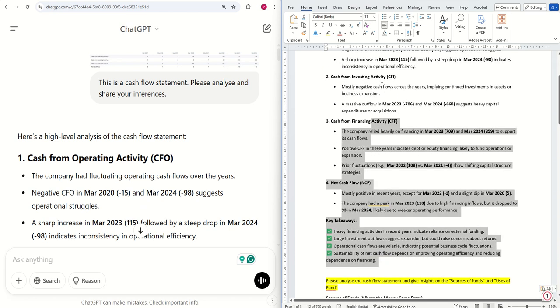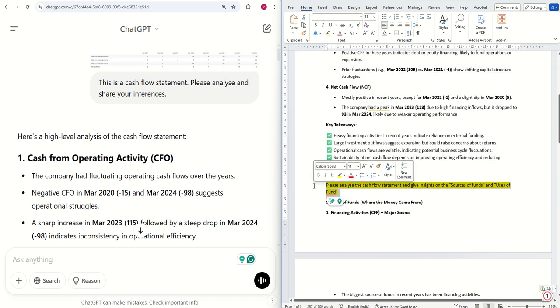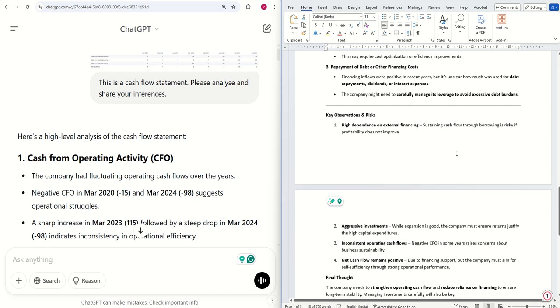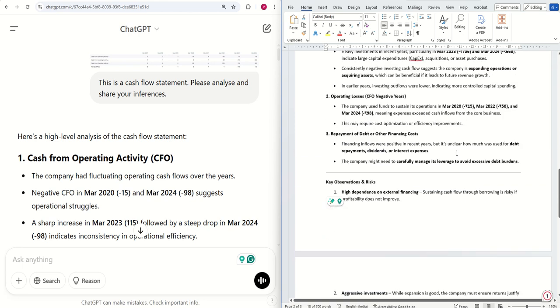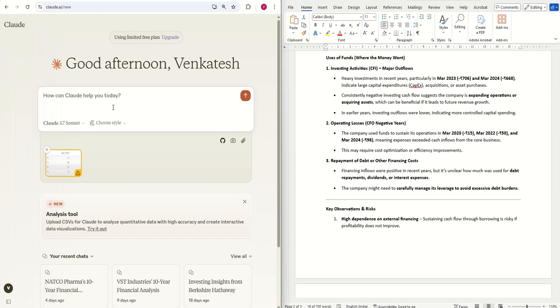ChatGPT gave a detailed output, and similarly for a bit more sophisticated prompt of what are the sources and uses of the funds, from where the money comes and where the money goes. Whatever output we got is on your right hand side in the Word file, and this same prompt and output I want to test on Claude.